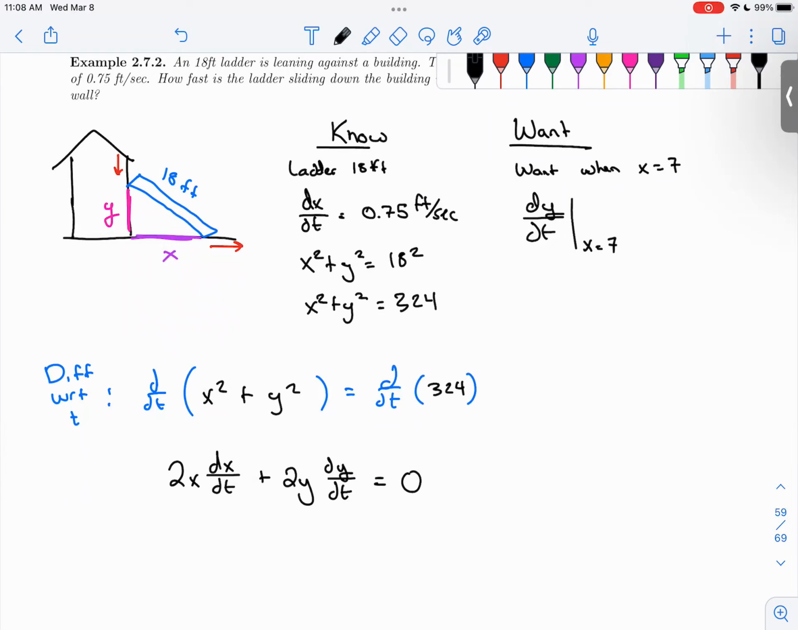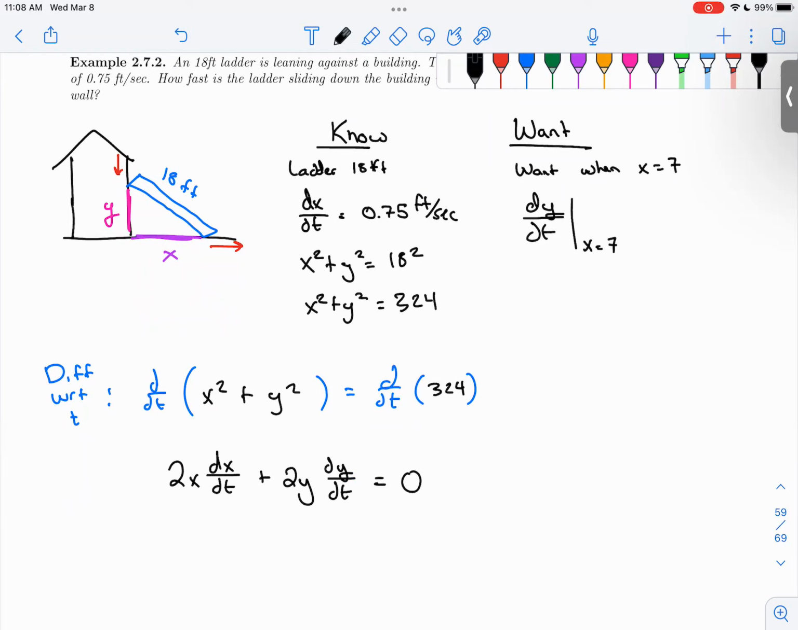Yeah, 324. Okay. So we've differentiated. Oh, Elizabeth, yes. Why does it go to 0? Because it's the derivative of a constant. Got it. Yep. It's a fixed ladder, so it does not have a changing rate, so it doesn't increase or decrease in size.